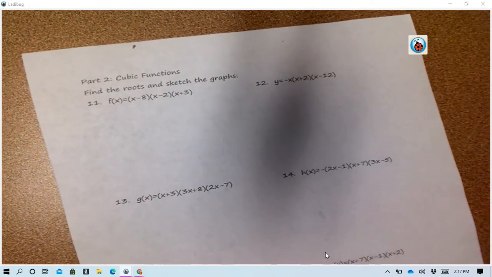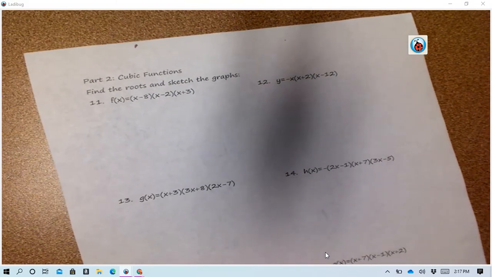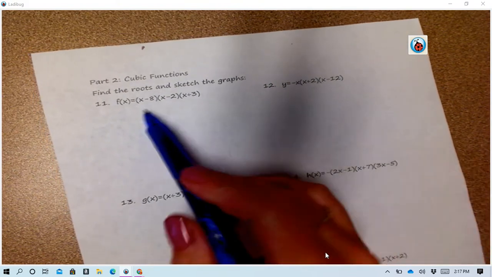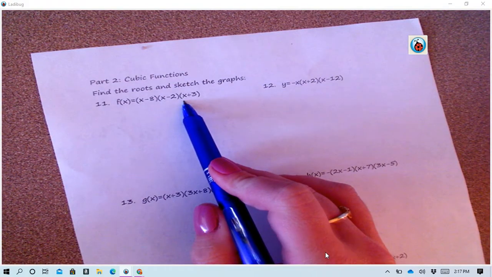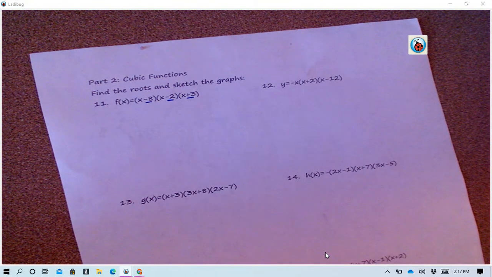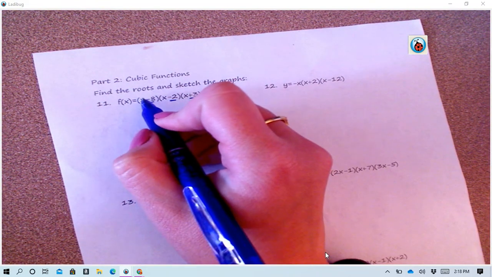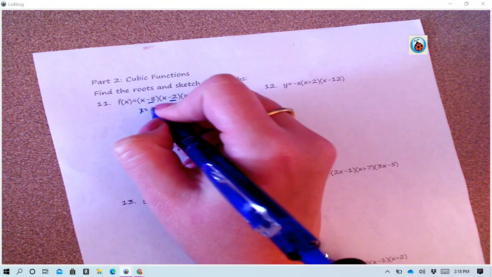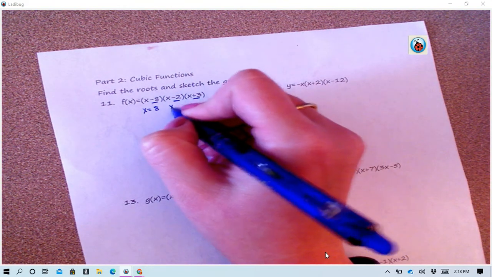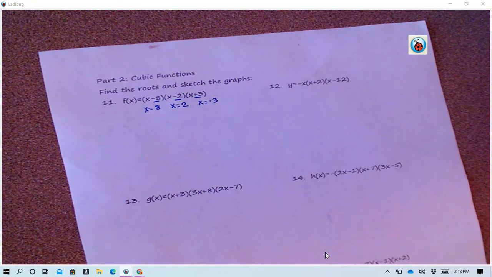Okay, onto the back for cubic functions, we're going to find the roots and sketch the graphs. Now, the graphs aren't always going to be perfect, but we're just going to try our best here. So just like with quadratics, if you know that you can take the opposite of the number in parentheses, you can use that shortcut. So I know since there's not a coefficient here, that this first root's just going to be the opposite of -8, so it's +8. That this root is going to be the opposite of -2 and be +2, and that the opposite of +3 is going to be a -3.